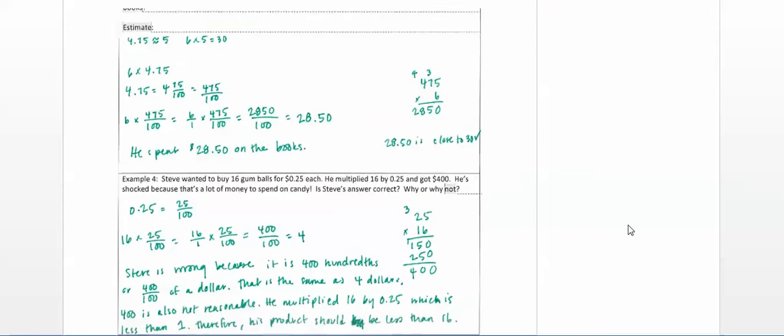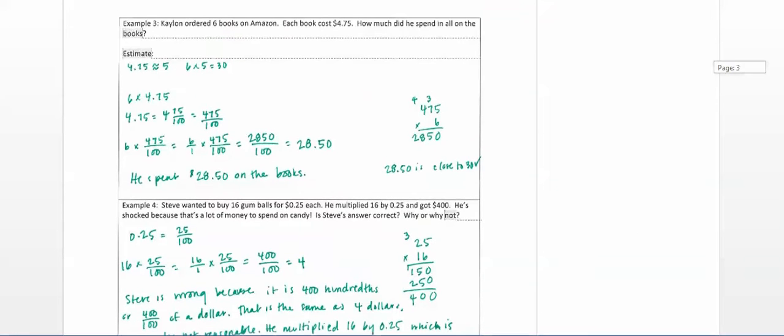Let's look at the next one. The next problem is different than the other two, and now I'm multiplying what would become a mixed number by a whole number, right? The previous two decimal numbers were less than 1 whole. Here we can round. 4 and 75 hundredths rounds to 5. 6 times 5 is about 30, so he should be spending about 30 bucks on his books. Another thinking that we want to do here is that 4 and 75 hundredths is greater than 1 whole, so my answer should be greater than 6. This problem is where kids are going to struggle.